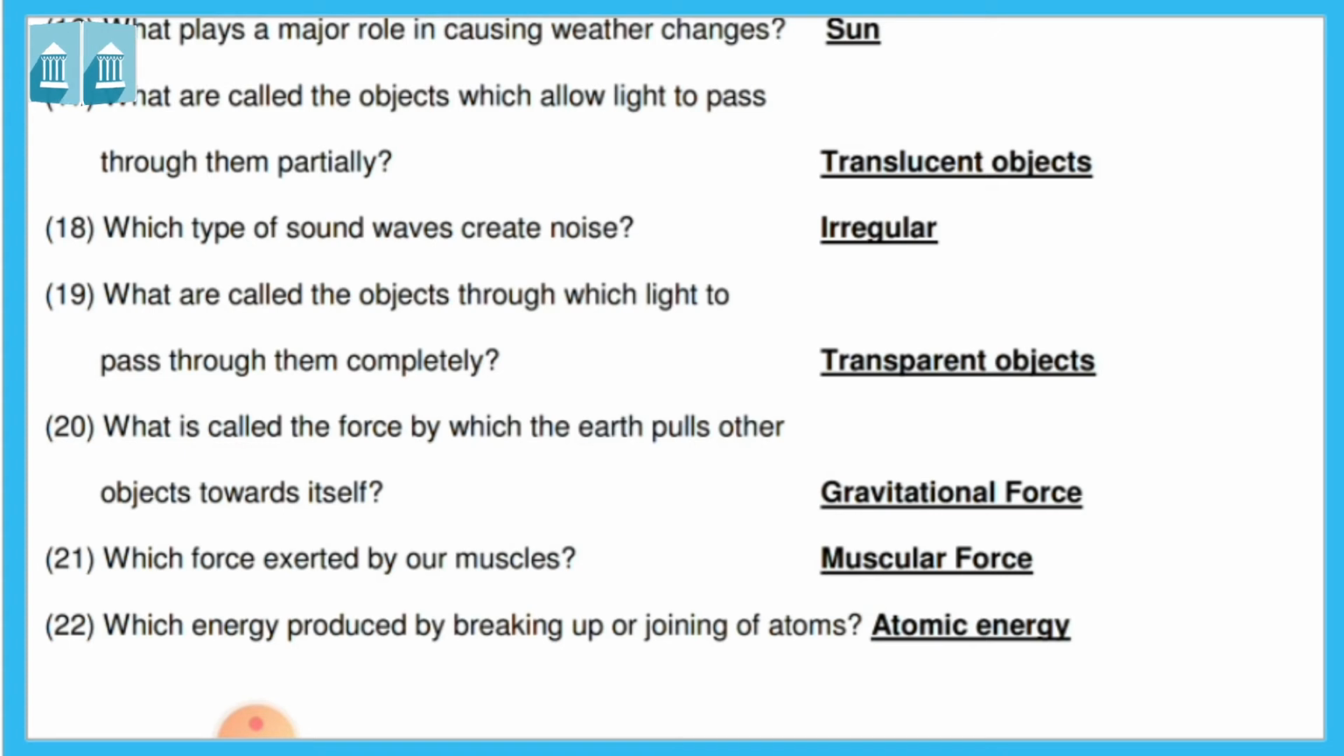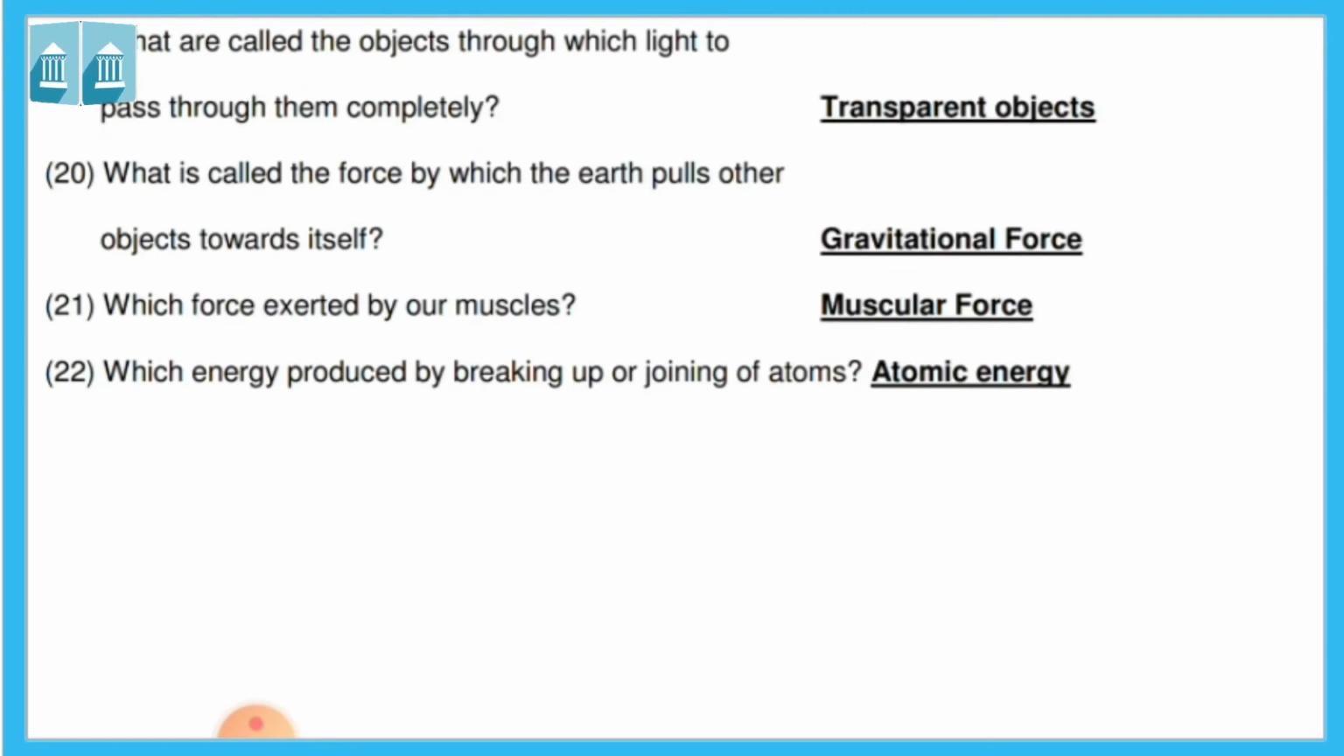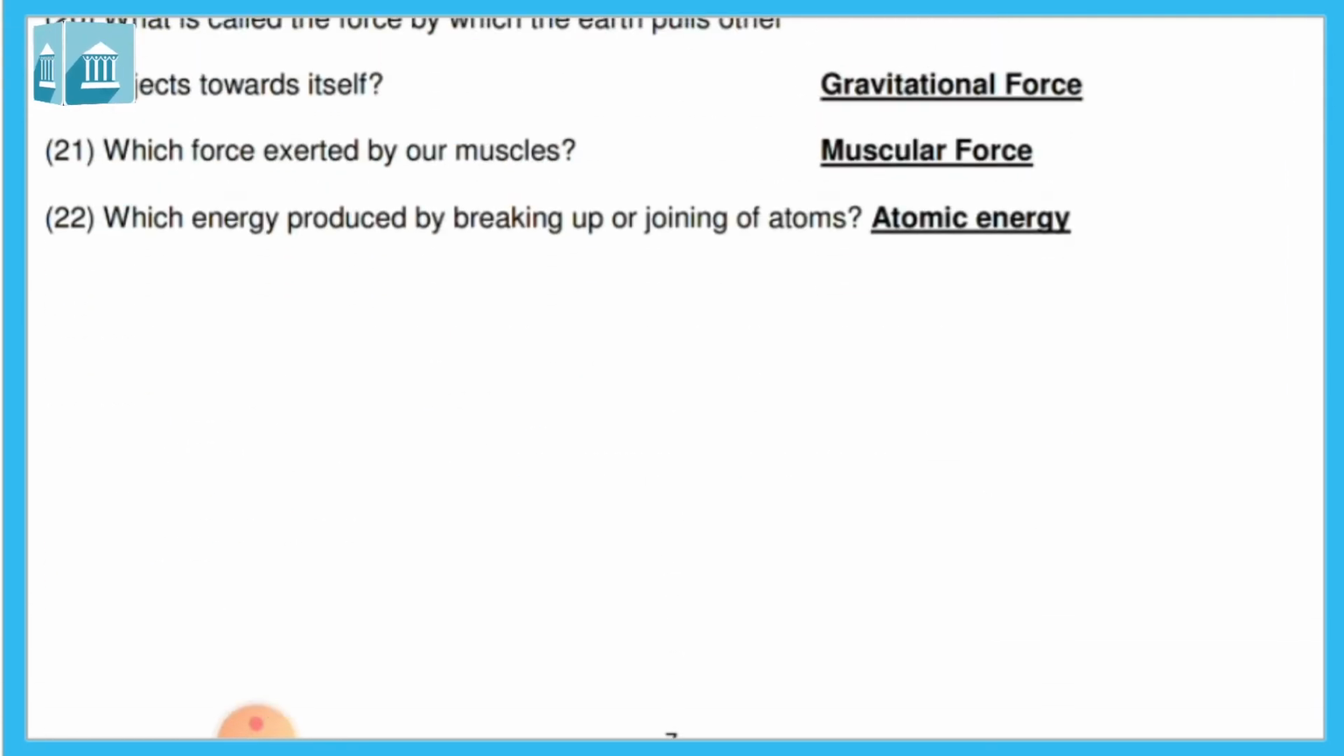21. Which force is exerted by our muscles? The force that we exert with our muscles is called muscular force. Now 22, the last one. Which energy is produced by breaking up or joining of atoms? Atomic energy. The energy produced by breaking or joining atoms is called atomic energy.